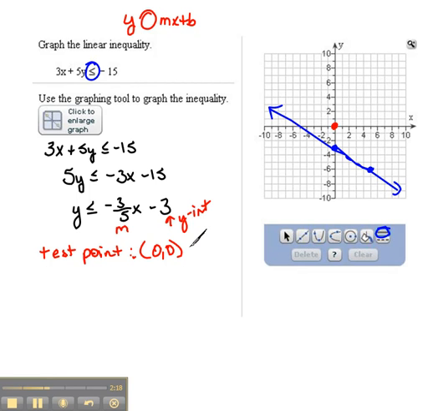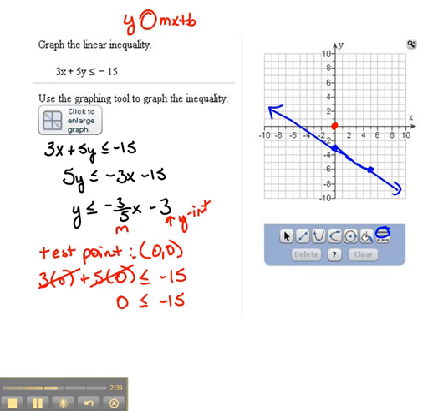So if I use the point 0, 0, and I'm going to go back to my original problem, I always go back to the original, then that means we'd have 3 times 0 plus 5 times 0 would be less than or equal to negative 15. When we multiply by 0, that's just 0. So 0 is less than or equal to negative 15.